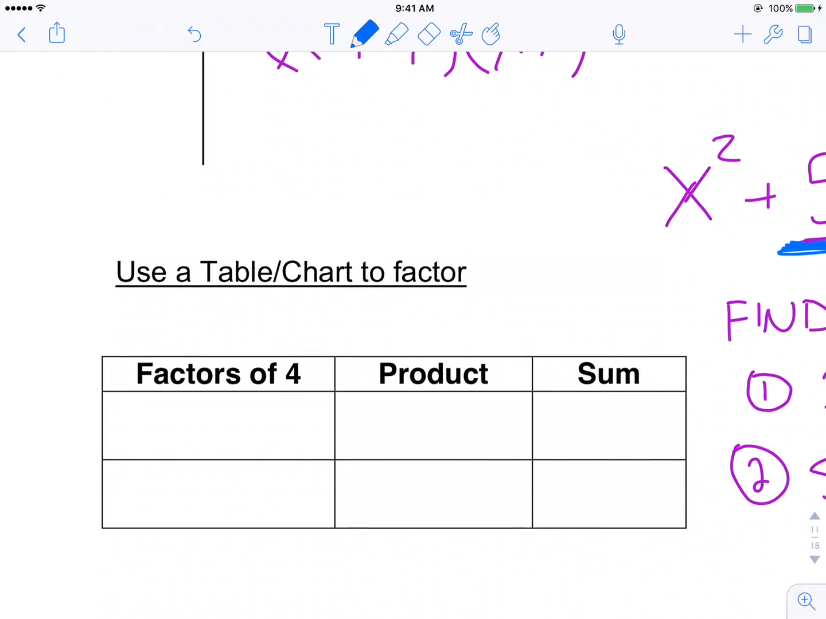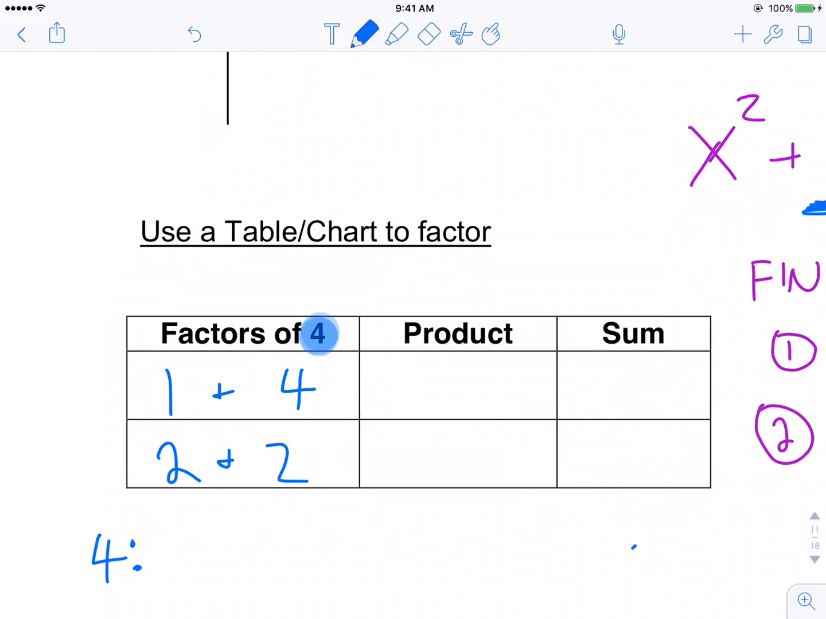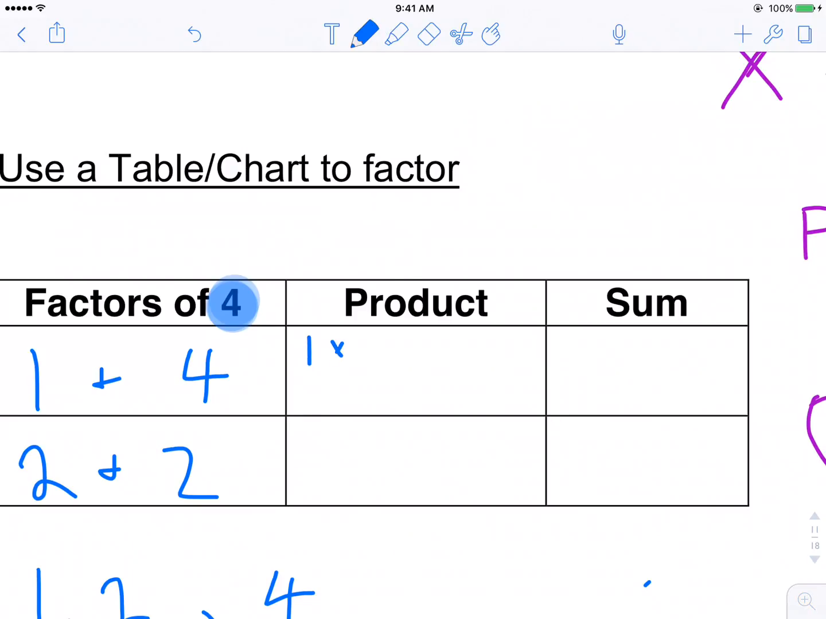And I start with the factors of 4. Well, what are the factors of 4? 1 and 4, or 2 and 2. Simply, right? So we were listing out factors the other day. 1 and 4, 2 and 2, there are my factors. So if I use the numbers 1 and 4, well, what's that product? 1 times 4 equals 4. 2 times 2, well, that equals 4 as well.